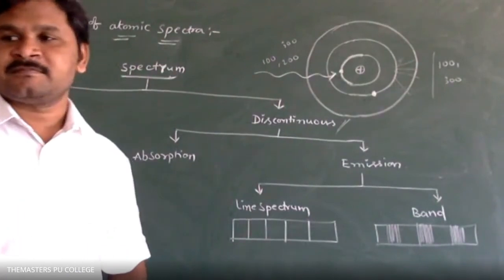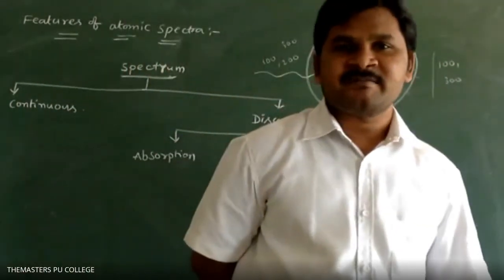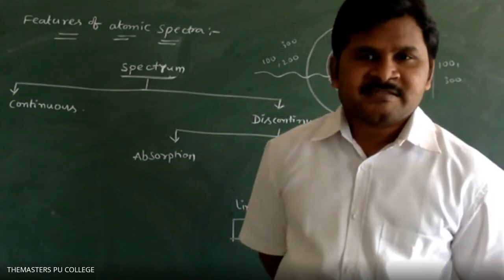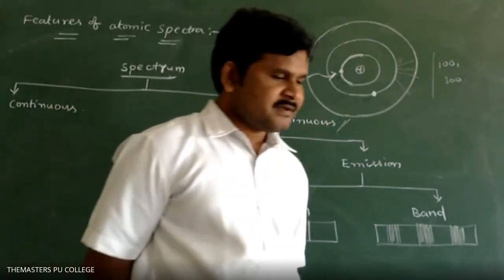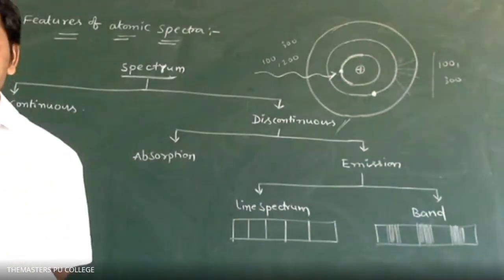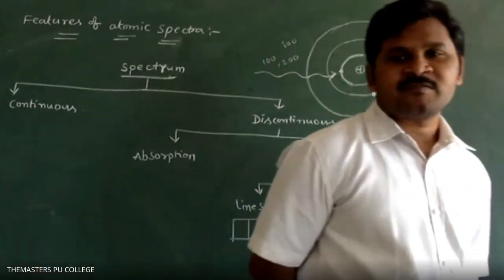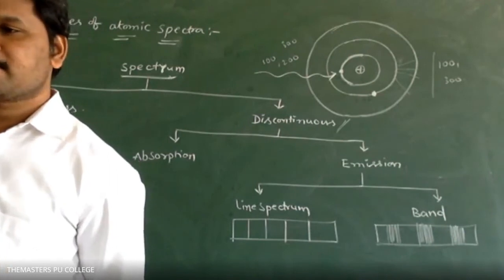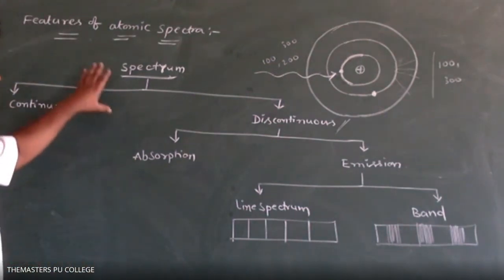The arrangement obtained by splitting of electromagnetic radiation into its component wavelengths is called a spectrum. So draw this flow chart now to understand better.